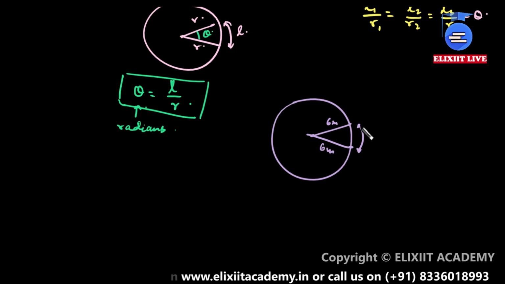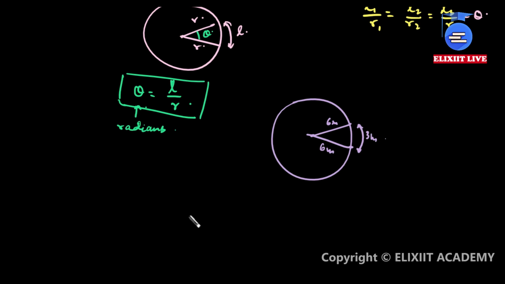And let's say you consider a 3 meter arc length. So what will be theta? Theta will be L by R. What is the arc length? 3 meter, by the radius, which is 6 meter. Now this particular thing will be in terms of half. This is not half degrees. This will be in terms of half radians from now onwards.